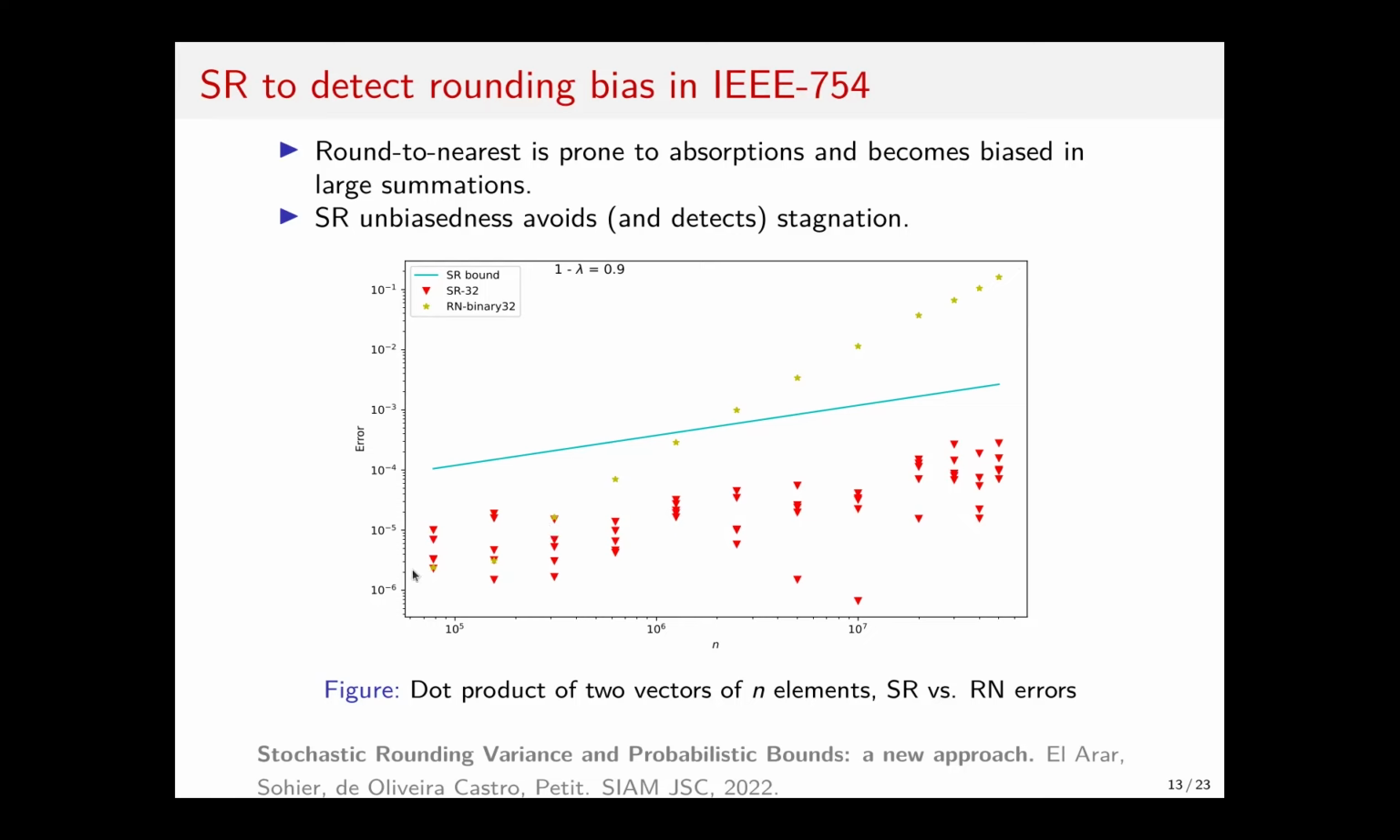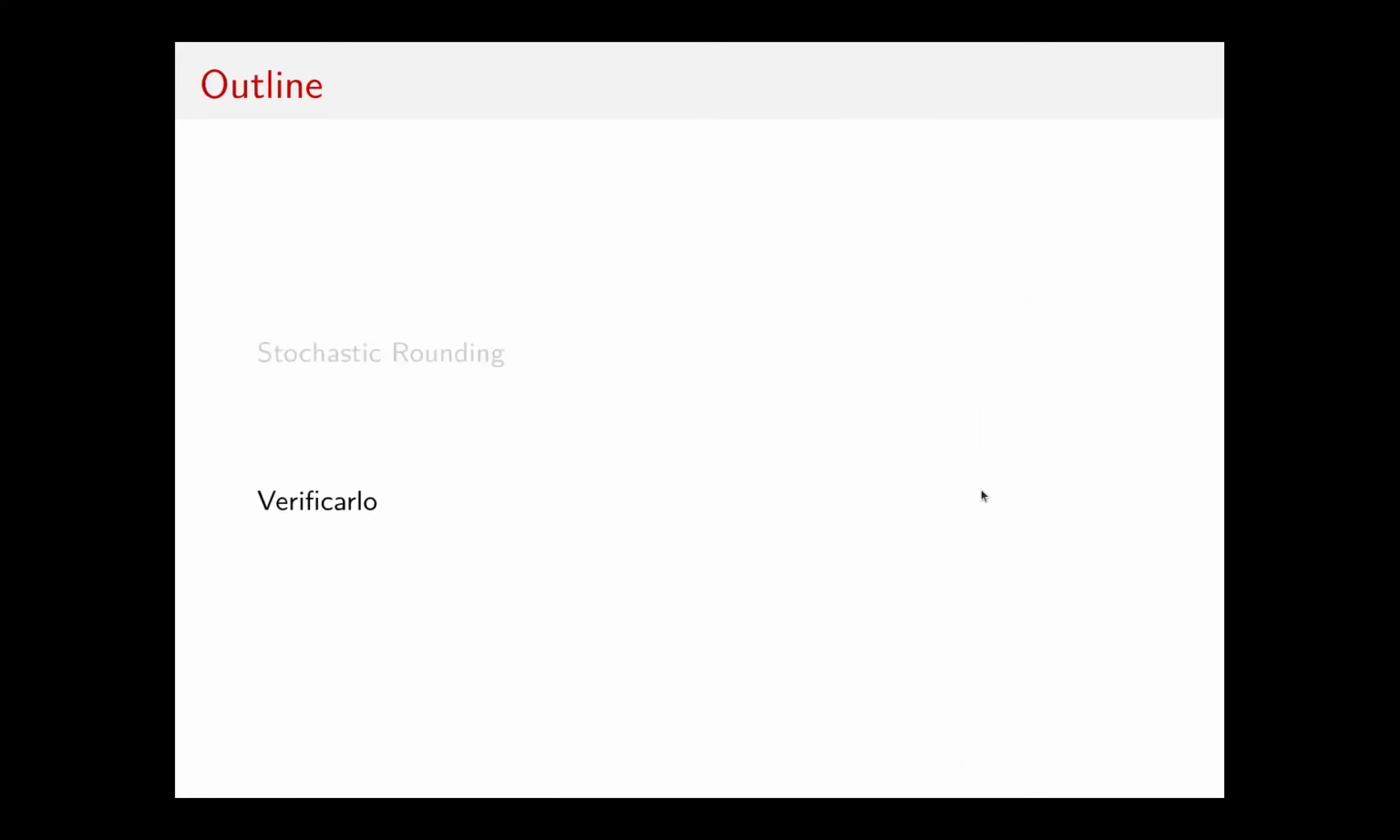On the other hand, with stochastic rounding, because we have this unbiased property, we can avoid stagnation. And that is quite nice because it means that when you use stochastic rounding to analyze an algorithm, we are going to detect stagnation whenever IEEE round to nearest does not behave the same as stochastic rounding.